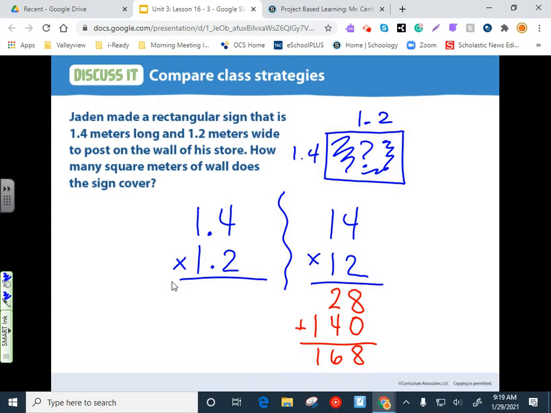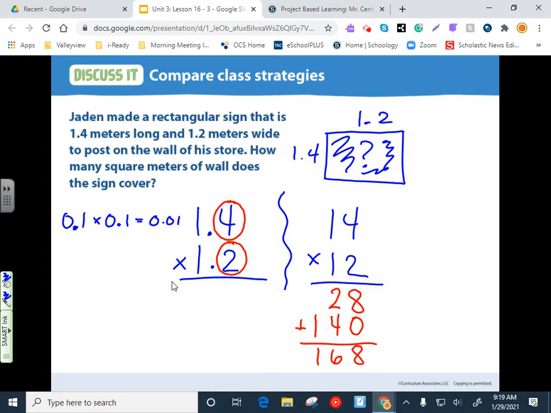And again, I've mentioned if you see how many place values we have here, that'll tell you how to do your decimal points. But let's talk about that. This 4 is in the tenths place, so we could think of it as 0.1. And this 2 is also in a tenths place. That's also 0.1. And if you multiply 1/10 by 1/10, it gives you 1/100. So look at that. We've got 2 decimal places here.